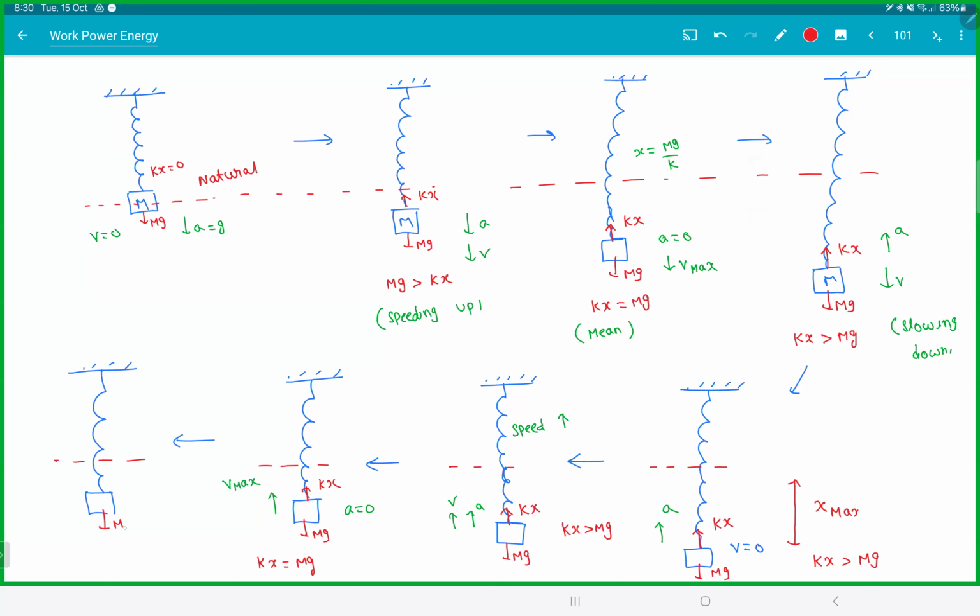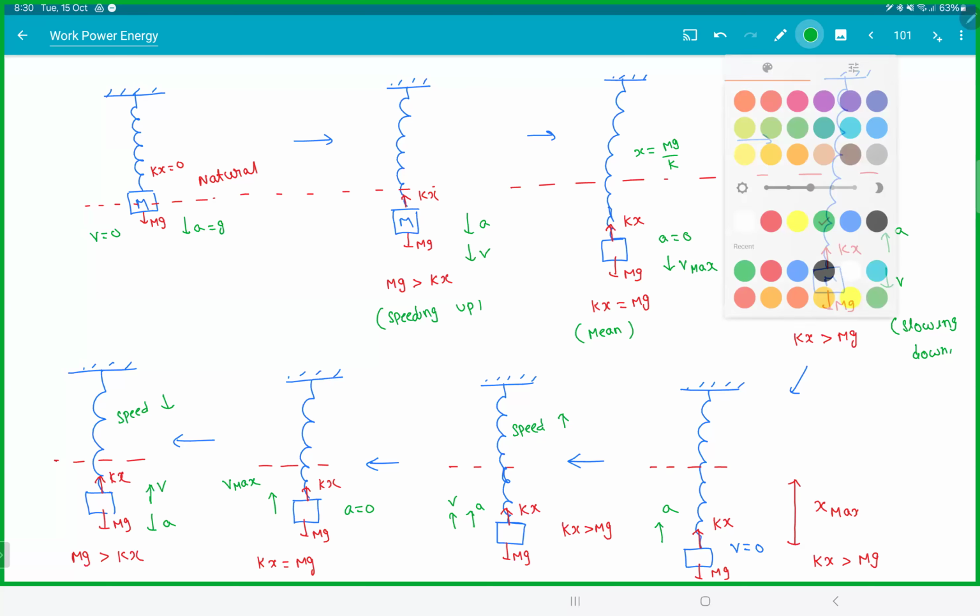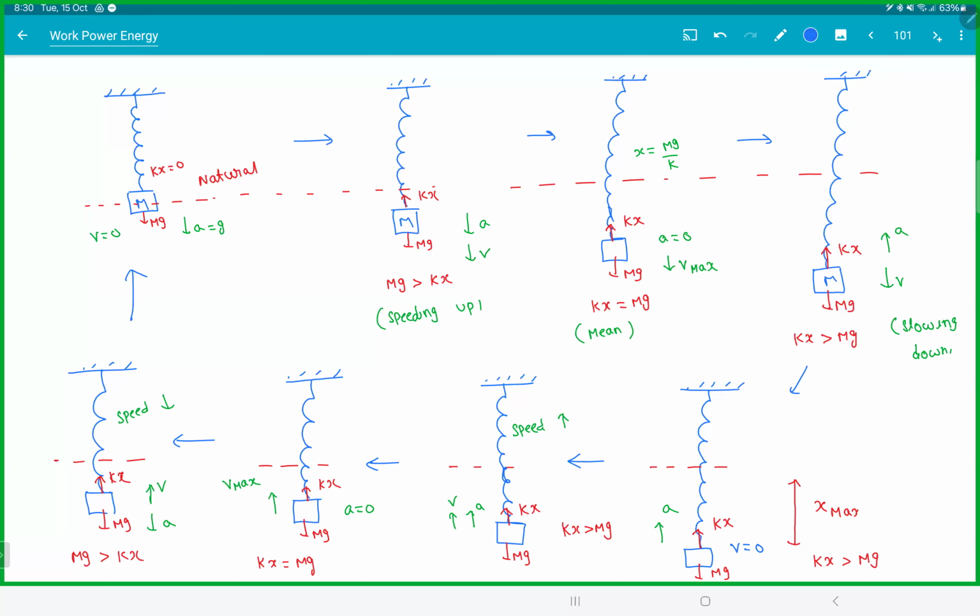At this time this will be mg, and this is kx. At this point, mg again becomes greater than kx. Weight starts dominating. At this point, velocity is still up. You're going up, but your acceleration is backward. Your speed decreases. And then again, you come back to state 1. This will just keep going in a round.